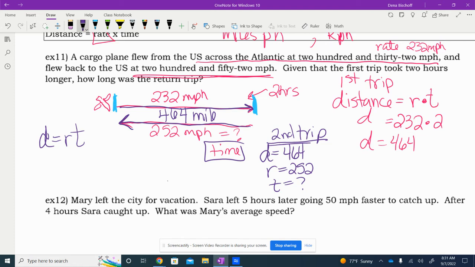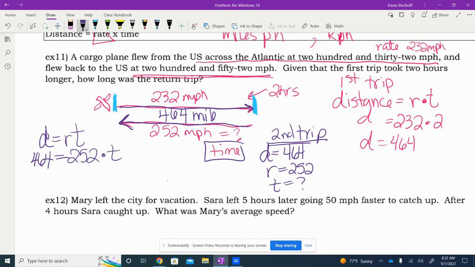Naomi, what's D? It's distance. What did we say the distance on the second trip is? So the distance is 464. Do we have a rate for the second trip? What's the rate on the second trip? 252. We don't know the time, so we're going to leave that as the variable t.